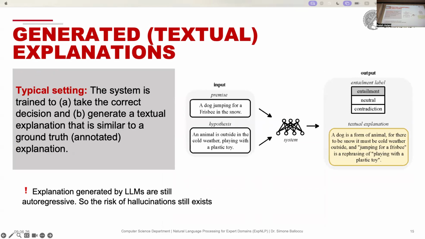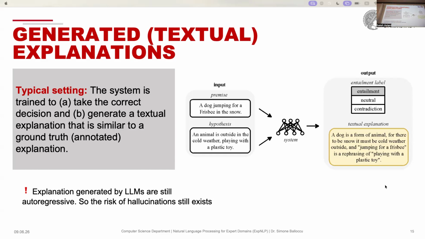So as I said, next to saliency explanation, we also have textual generation explanation. This is when we train the model to produce the explanation alongside its prediction. And for that, we need to have the training data for it. So we need to have some ground truth explanation to train the model on.